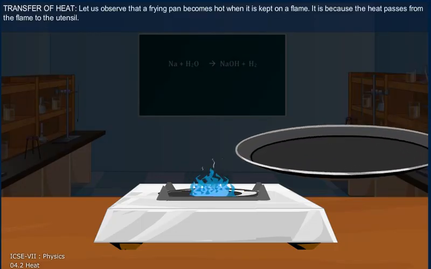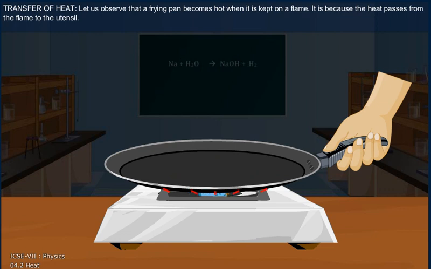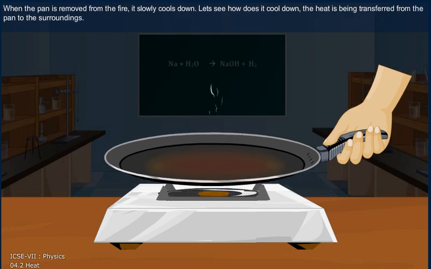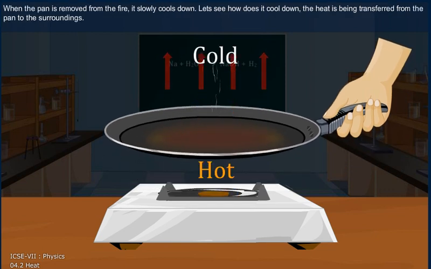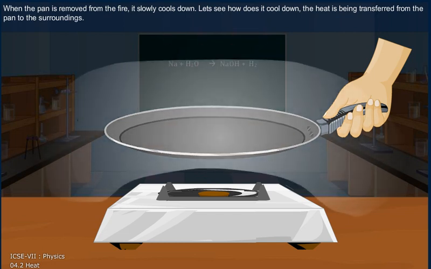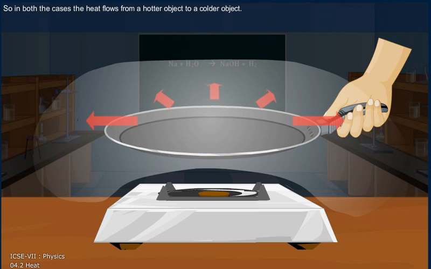Transfer of heat. Let us observe that a frying pan becomes hot when it is kept on a flame. It is because the heat passes from the flame to the utensil. When the pan is removed from the fire, it slowly cools down. Let's see how it cools down. The heat is being transferred from the pan to the surroundings. So, in both the cases, the heat flows from a hotter object to a colder object.